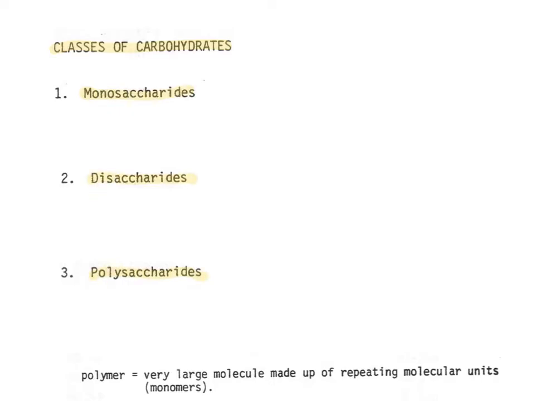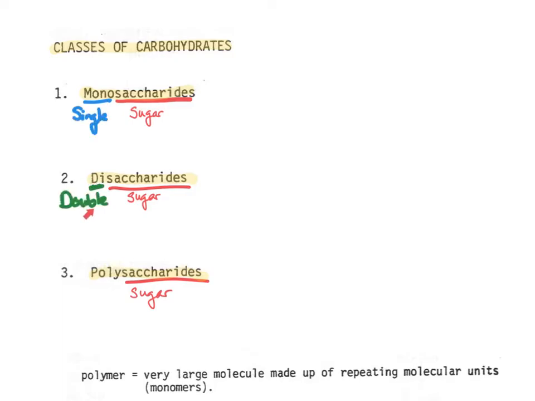And from their name, you probably have some idea of what they are. Saccharide just means sugar. Mono means single sugar. Disaccharide means double sugar. And poly means many sugars. Literally, in this case, it's anything more than 2, but generally we're talking about 10,000 to 100,000 sugars linked together.